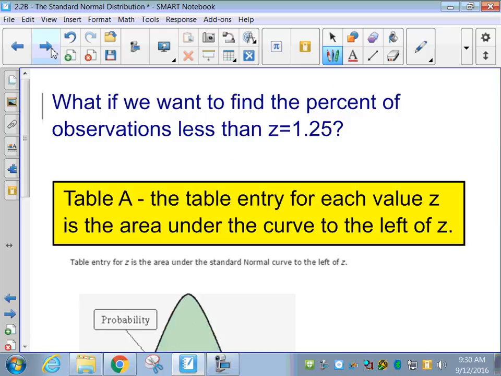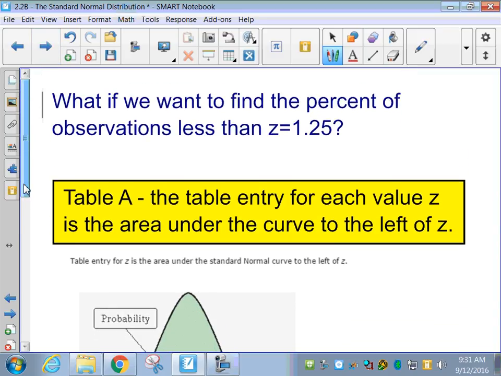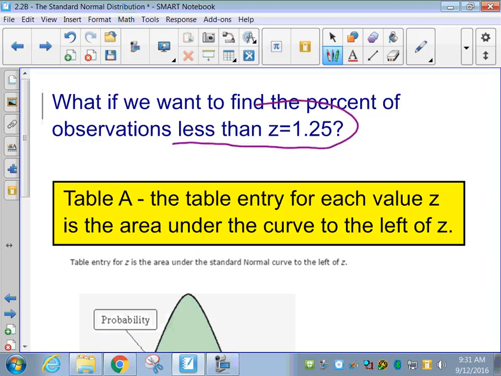Okay, so what if we want to find the percent of observations less than a z-score of 1.25? So instead of 1, we know how to do it if it's 1 because we have the 68 rule, right? But what if we want to do it when it's 1.25? A little bit above 1 standard deviation above the mean, right? So we're going to use what's called table A. We're going to draw a picture, right? So we draw our normal curve, and we always should draw a picture to help us. And when we do our normal curve, our mean is always 0, and our standard deviation goes by 1.